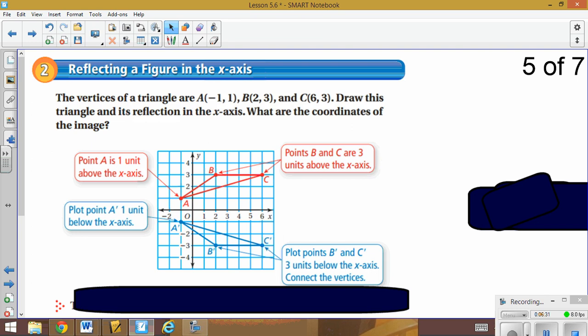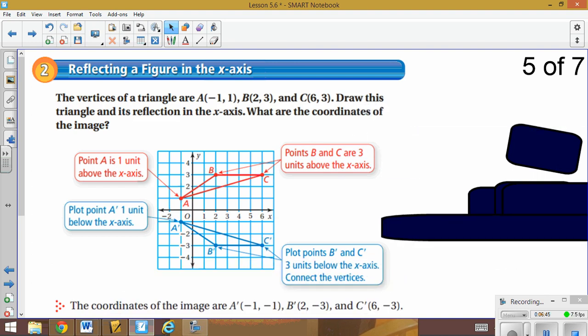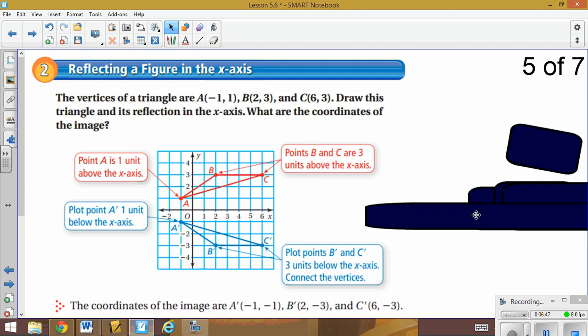Points B prime and C prime are 3 points below the x-axis. To complete an assignment like this, the proper way to finish it is to label and tell me the coordinates of A prime, B prime, and C prime. So A prime is found at -1, -1. B prime is found at 2, -3, and C prime is found at 6, -3.